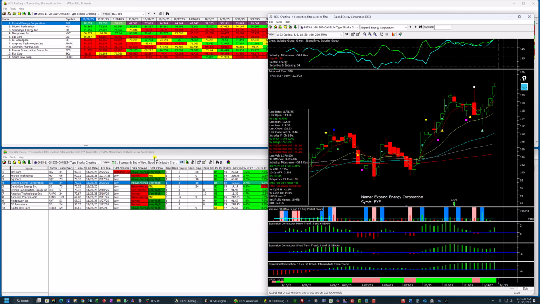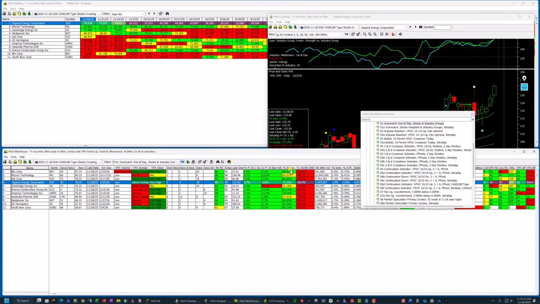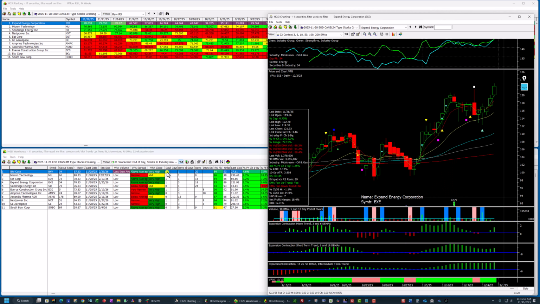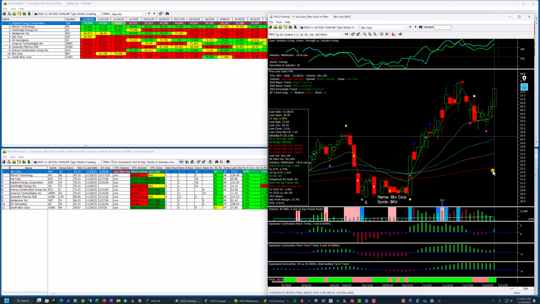Now I call this CANSLIM type crossing over. If you look at my warehouse view, and these warehouse views are mostly, if not all, standardized, these are the crossover days. I have a 2-day window. 0 means the crossover day is today, and 1 means it's a 2-day window, or yesterday. And the crossover is the 3-6.